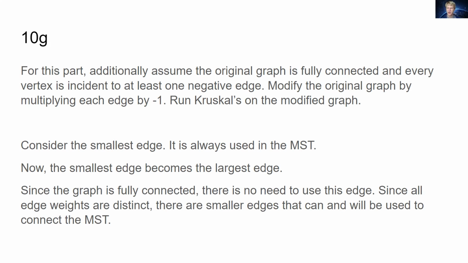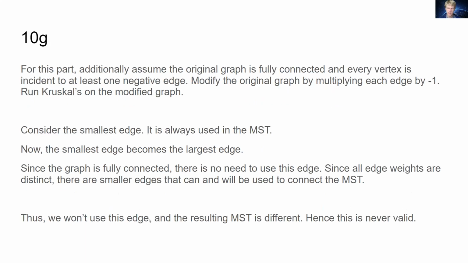Because of that, we are not going to use that edge, but that's a problem because that was the smallest edge that we used in the original MST. So the resulting MST is going to be different. And thus we'll never get the valid MST for the original graph, because we will never use that smallest edge. So that's that. That's 10G.